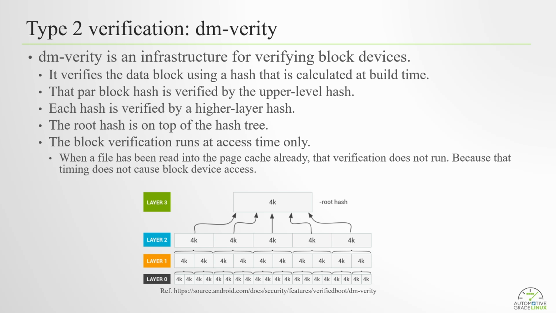That per-block hash is verified by the upper-level hash. This one is verified by this one. Each hash is verified by a higher-layer hash, this one and this one. The root hash, this one, is on top of the hash tree.